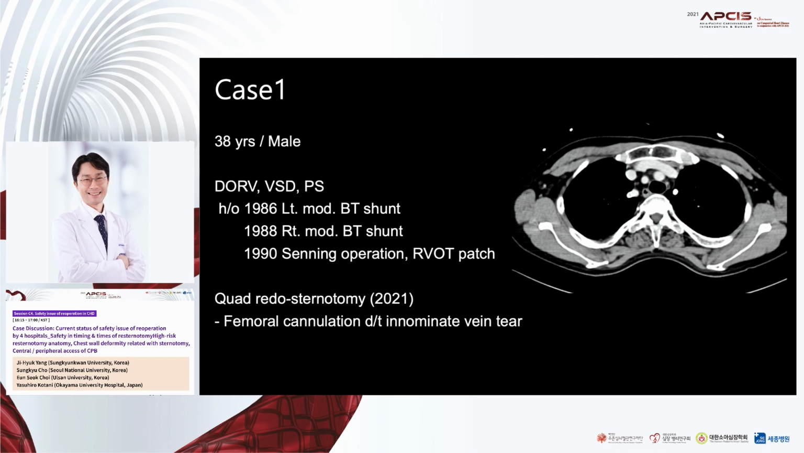These are the cases where our fellows gave me feedback that they had a hard time doing redo sternotomy in the last 2 years. First case is a 38-year-old male with DORV, VSD, PS. He had a history of left modified BT shunt, right modified BT shunt, and Senning operation. He underwent quad redo sternotomy. During redo sternotomy, the innominate vein was torn and femoral cannulation was performed to apply cardiopulmonary bypass.